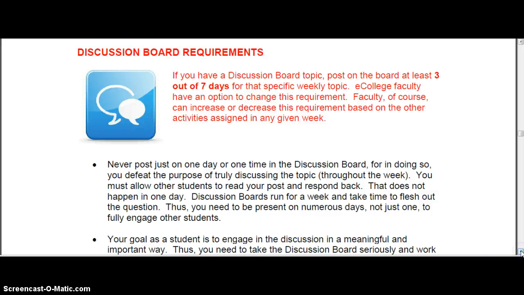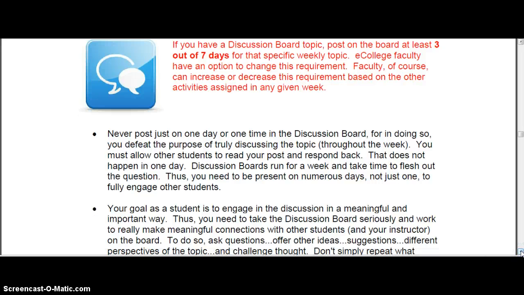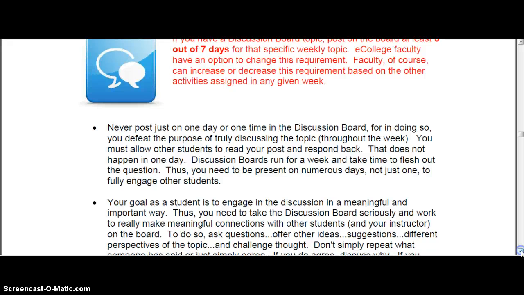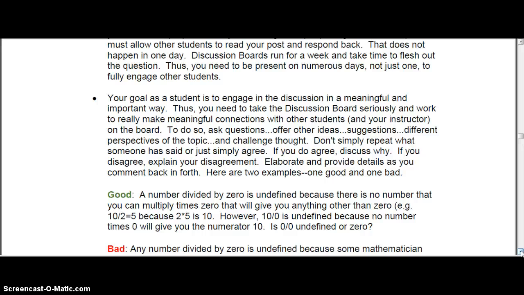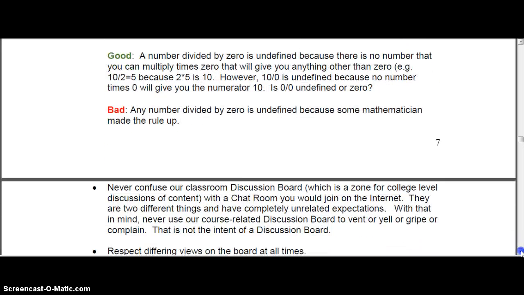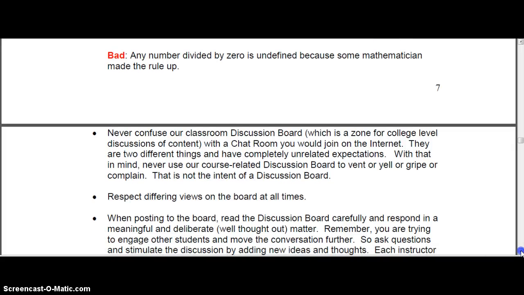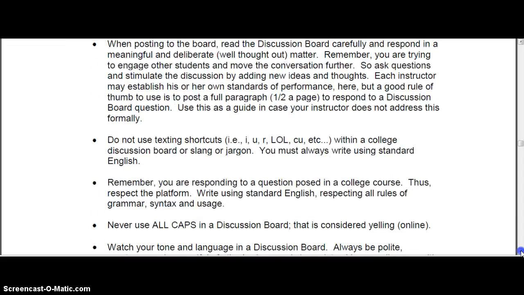Also, make sure you read the discussion board requirements. We want you all to write discussions that are substantial and not just something thrown together just to complete the assignment. We want you to really think about the discussion boards. And I have some examples there, so you can read that as well.